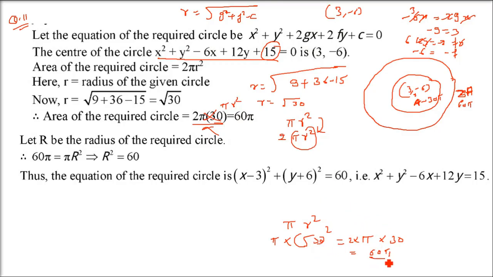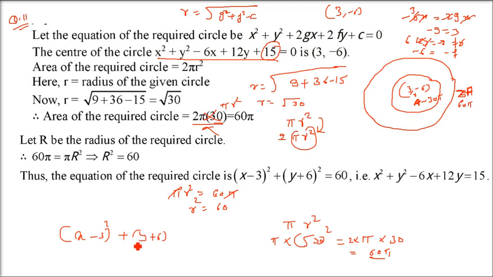So 60 pi. Now you can find out the radius of the bigger circle. How? Because you know the area. Pi r square is 60 pi. Pi cancel. R square equals 60. So r is under root 60. R square you can directly write.